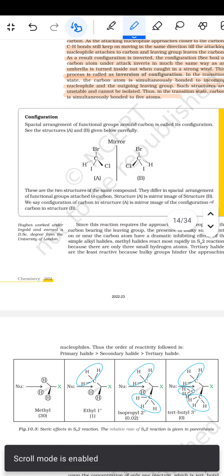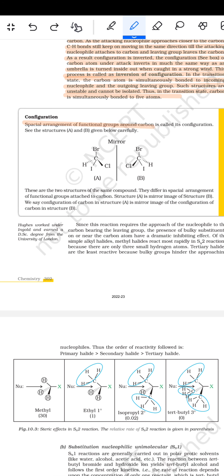Now, the configuration. The spatial arrangement of the functional groups around the carbon is called its configuration. See the structures A and B given below. These are two structures of the same compound that differ in the spatial arrangement of the functional group attached to the carbon. Structure A is the mirror image of structure B. The configuration of the carbon in structure A is the mirror image of the configuration of the carbon in structure B.